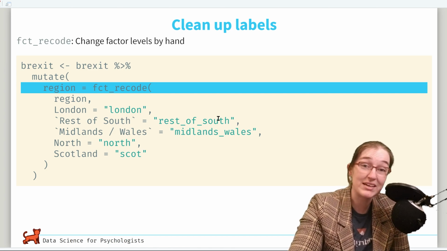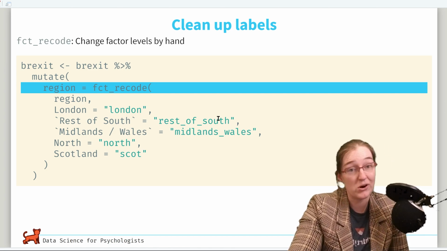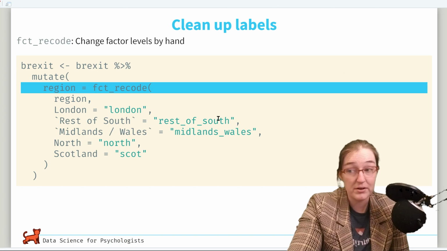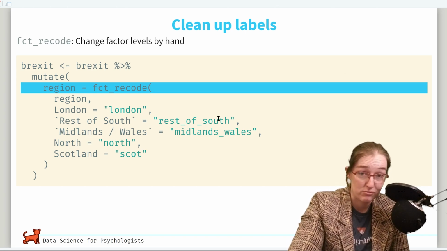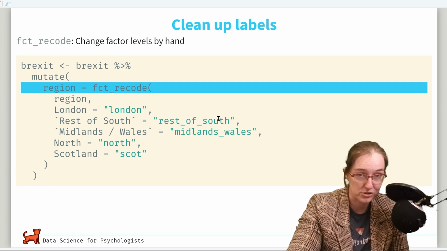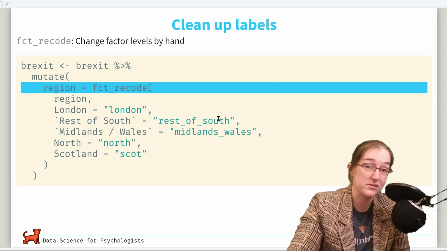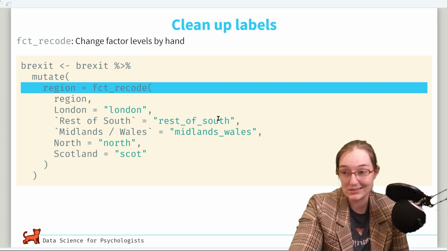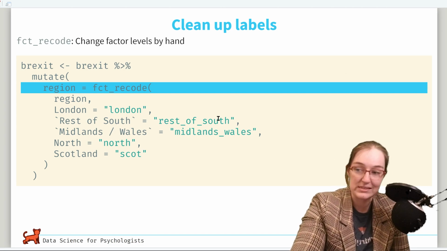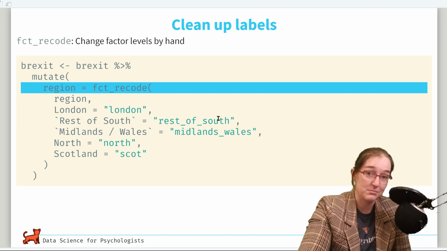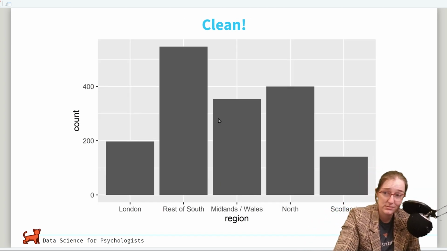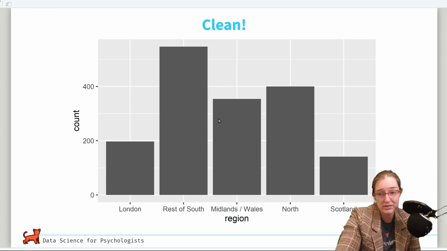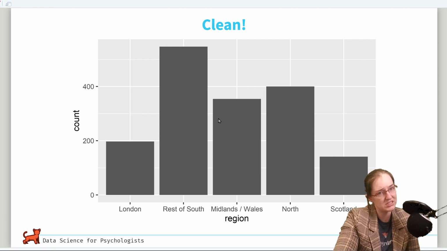Okay, so now we're going to clean up our labels. We've already reordered them, but now we're going to reassign them. We're going to reassign London to actually spell London. Rest of the South, we're going to actually put it into sentence case. Same with Midlands and Wales. We're going to give them meaningful names. And then when we plot them, they look nice. And we don't think that we've got a lot of people named Scott voting. So it's cleaner.